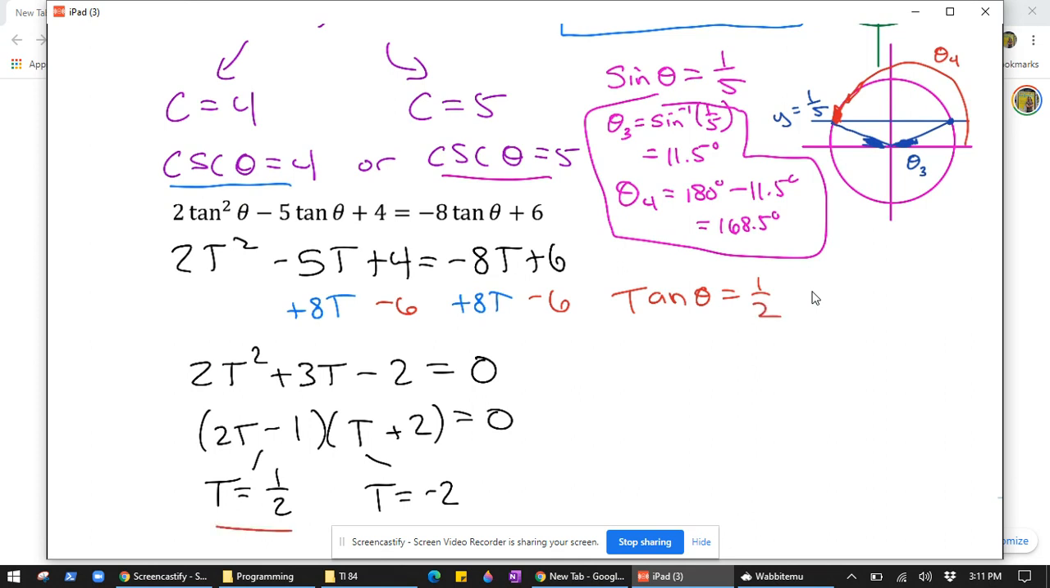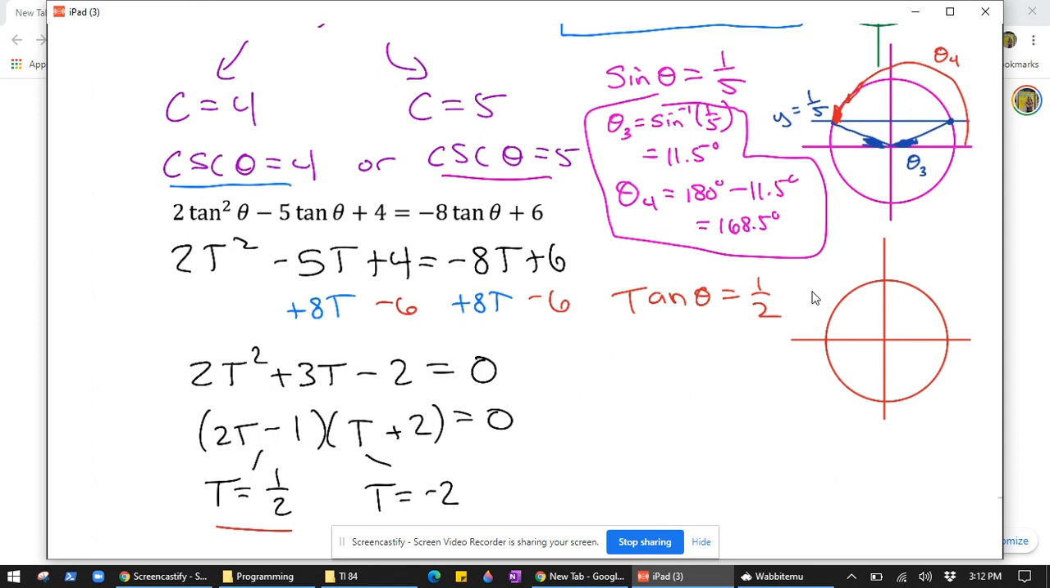Okay, let's do that one first. When you think of tangent, the easiest way to think about it is to note that tangent of an angle is the slope of the line through the origin, right? That is equal to that value.